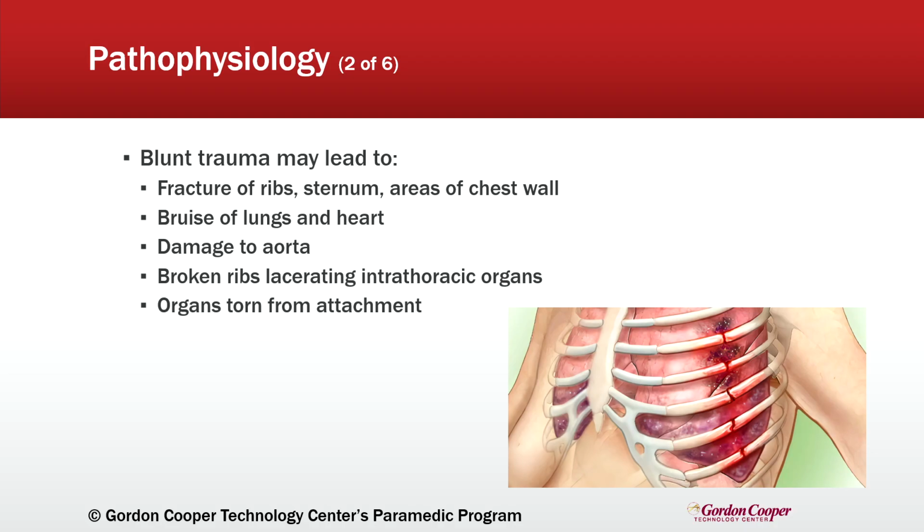Aortic damage is another one. Blunt trauma can cause significant damage to the aorta, which we should know is a critical blood vessel. It can also lacerate some intrathoracic organs, and that leads to further complications. And then all the way up to displaced organs: in those really severe cases, organs can be torn from their attachments within the chest cavity.